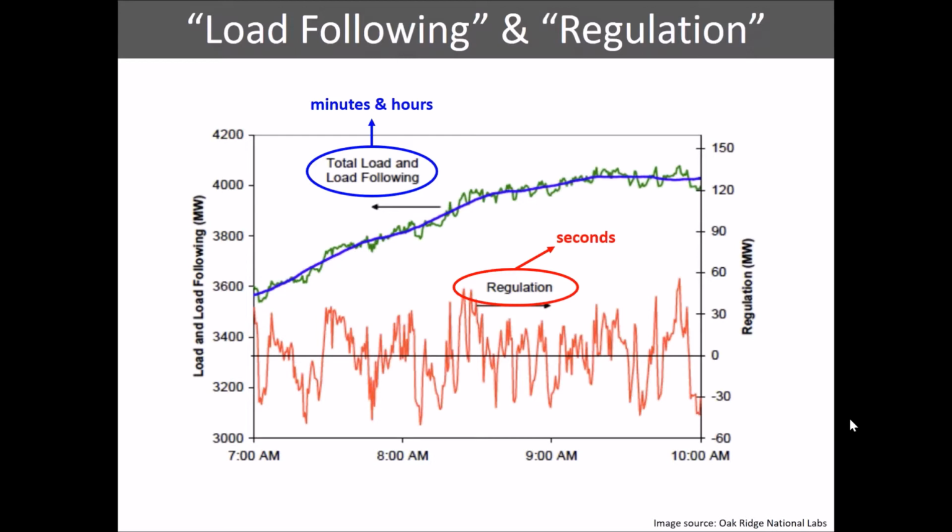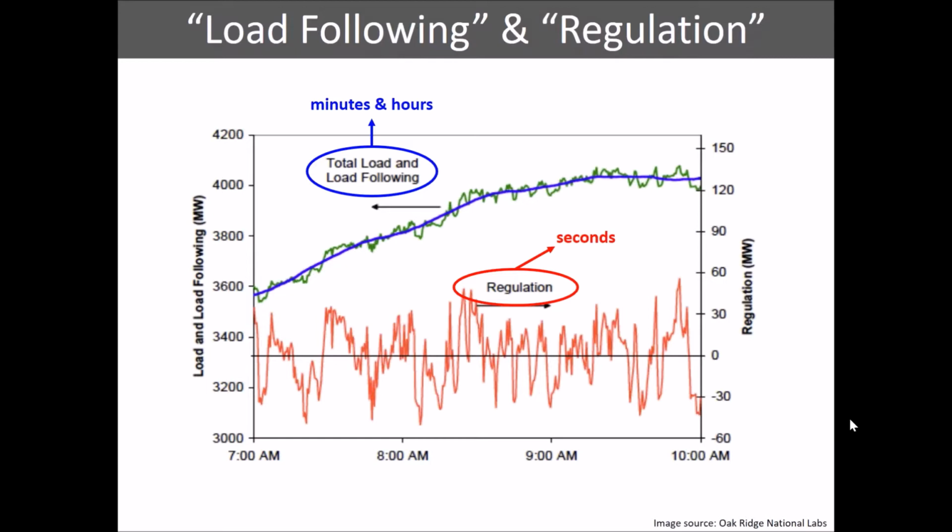There are two charts here, basically. There's a blue curve, which is called load following, which is showing demand going up gradually over a period of hours. That's referring to the scale on the left. So it's going up from just over 3,500 megawatts up to more like 4,000 megawatts over a period of, in this case, 4 hours.